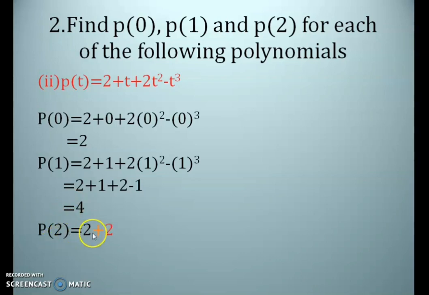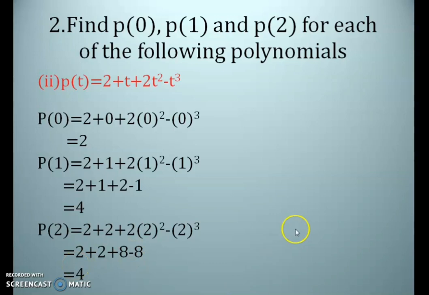Next p of 2. 2 plus 2 plus 2 into t squared, that is 2 squared, minus t cube, that is 2 cube. So 2 plus 2, 2 into 2 squared is 4. So 2 into 4 is 8 minus 2 cube, that is 8. So the answer will be 4.